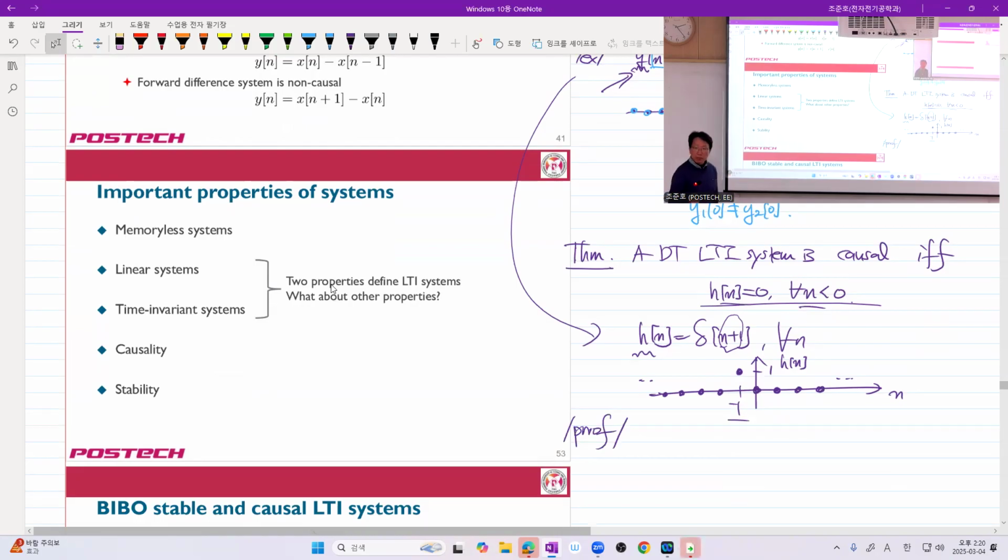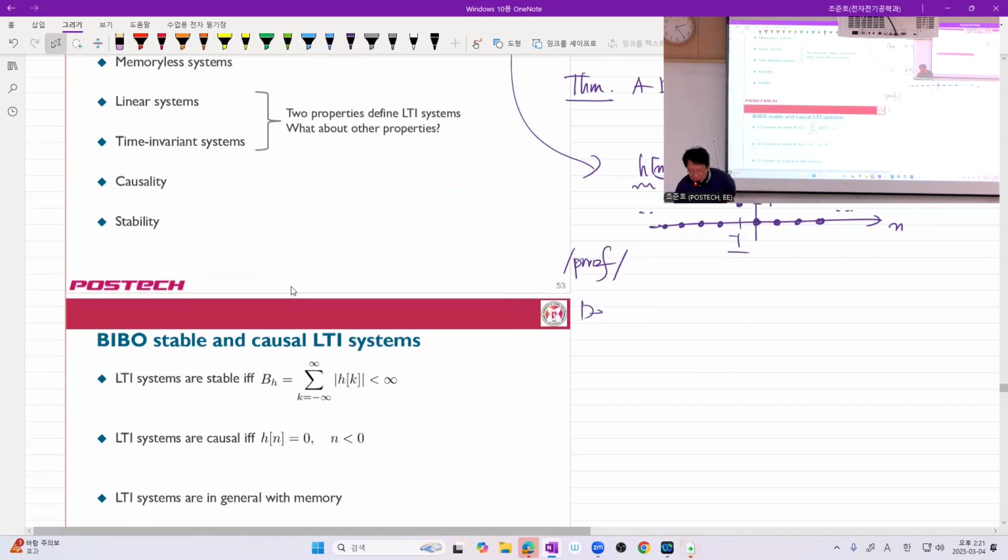And I will skip that part because you can find it from the textbook or from any web page. And even, I believe, large language models could provide you a very nice proof. So try ChatGPT or Gemini or something else, asking like this: please provide me a very well-written proof that a DT LTI system is causal if and only if its impulse response satisfies blah, blah, blah. The problem is that this is hard to punch in, so we have a definition.